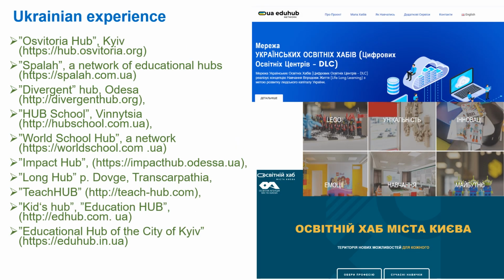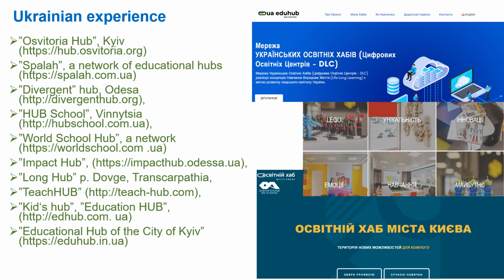The creation and deployment of educational hubs is also inherent in Ukrainian education. This is associated with the impact on the educational environment of such factors as the rapid development and penetration of digital technologies into the educational process, the need to switch to remote forms of education during the COVID-19 pandemic, and limiting access to school infrastructure in wartime.